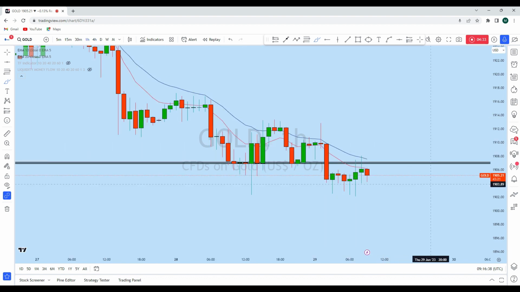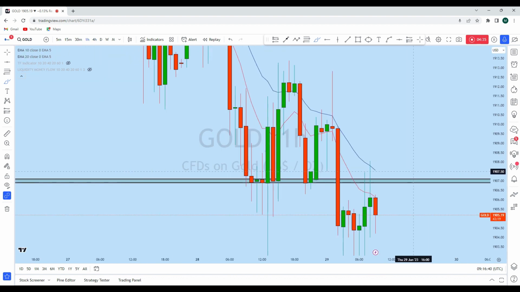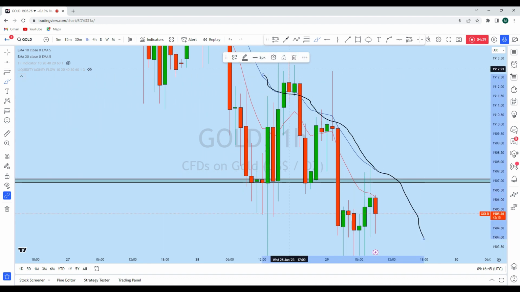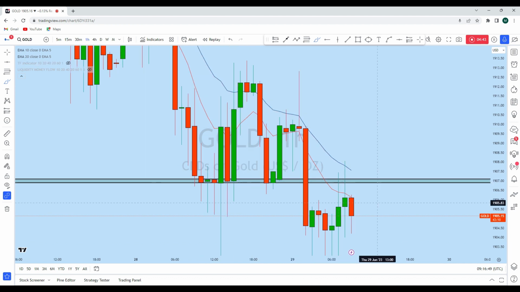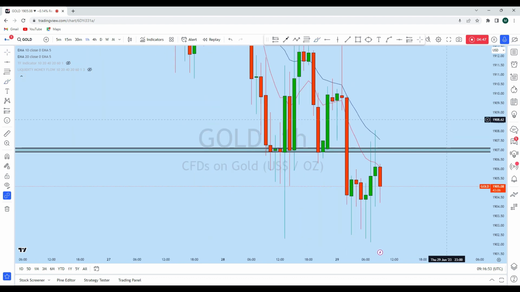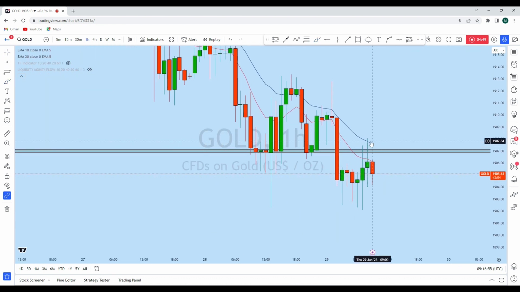If we look at the 1 hour price action, the price is respecting this 20 EMA, and whenever the price drops from that level, we are getting rejection. As you can see, the previous 1 hour also has a doji. The price was just rejected from that level.